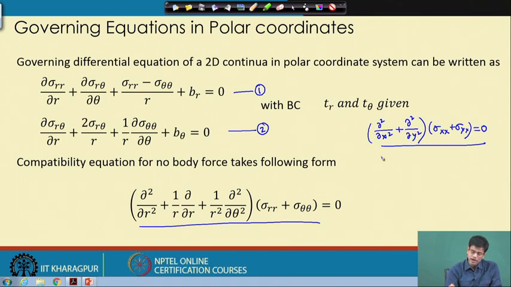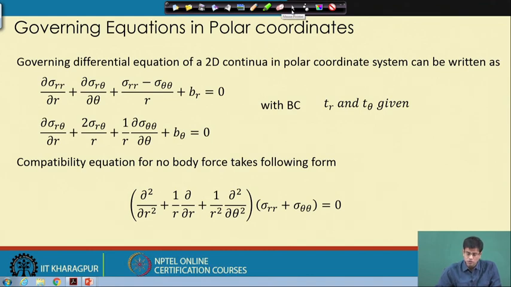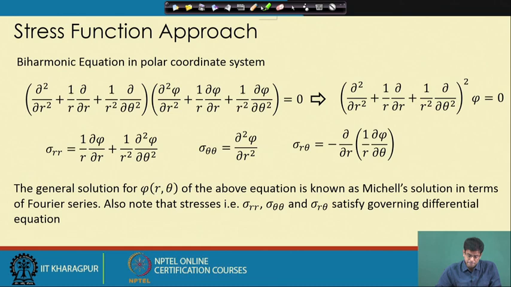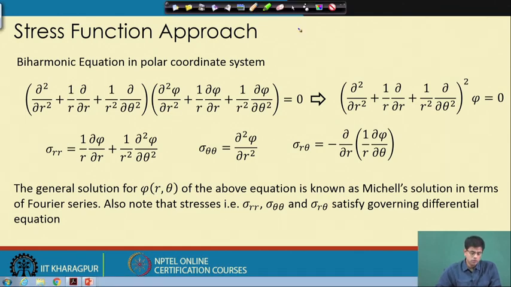So, this del square x by del x square is replaced by the polar coordinate system operator. So, now we also need to have the final form of this equation, which is essentially this form. So, the biharmonic equation that we want to have.